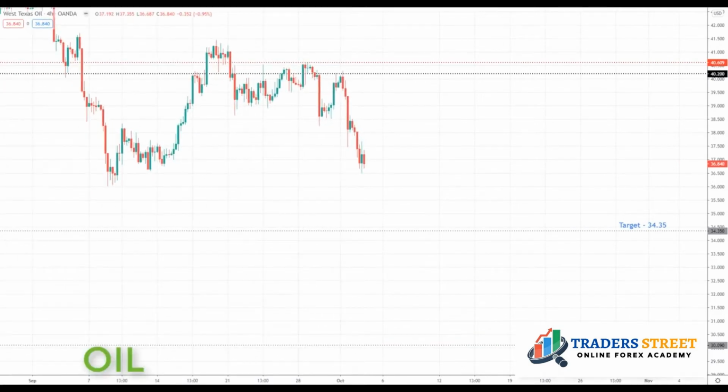So the next market we're going to look at is crude oil. Last week we started the week up in this area and we were looking for short positions down towards the 34.35. We did have a nice break and a pullback and we had a really nice sell-off down towards this level. This was actually a good market last week.